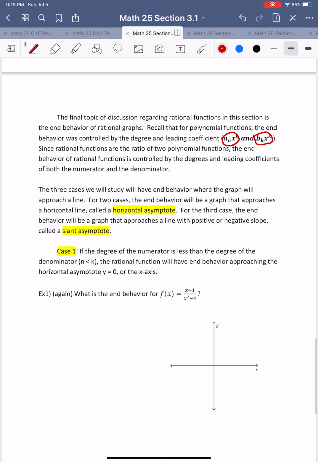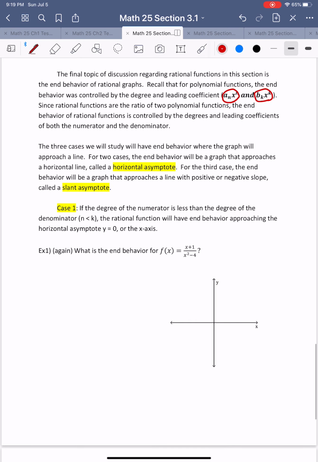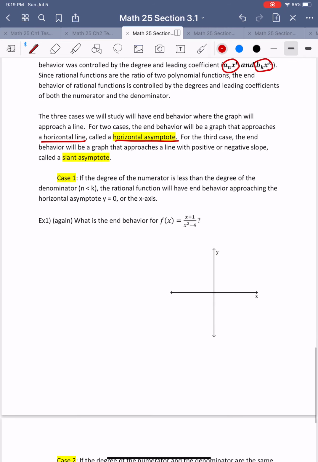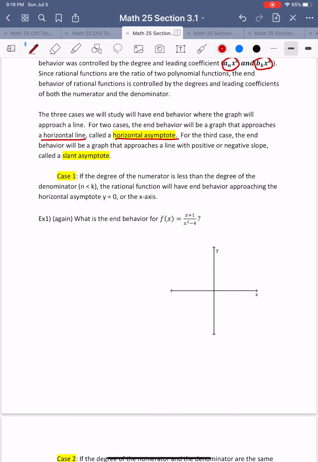In the three cases we'll study, the end behavior is where the graph will approach a line. In two cases, the end behavior will be a graph that approaches a horizontal line, which we call a horizontal asymptote. For the third case, the end behavior will be the graph approaching a line with positive or negative slope, called the slant asymptote.